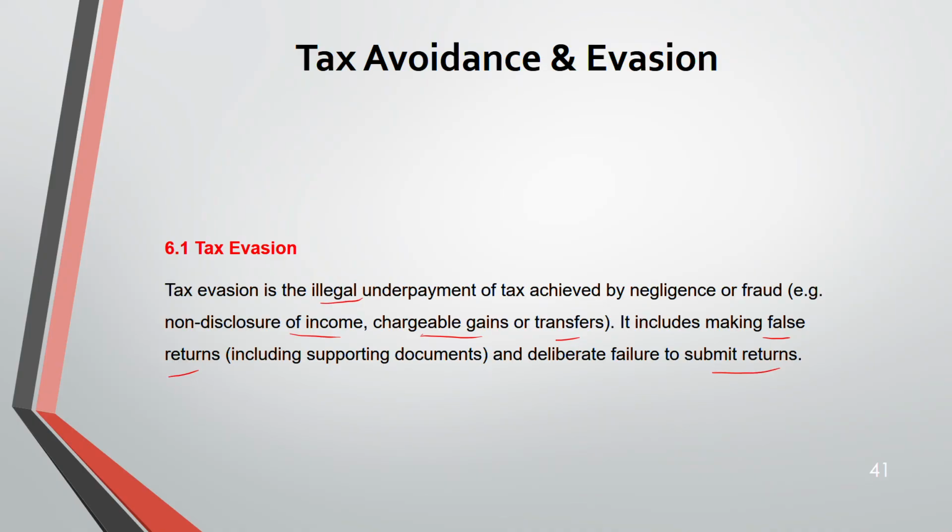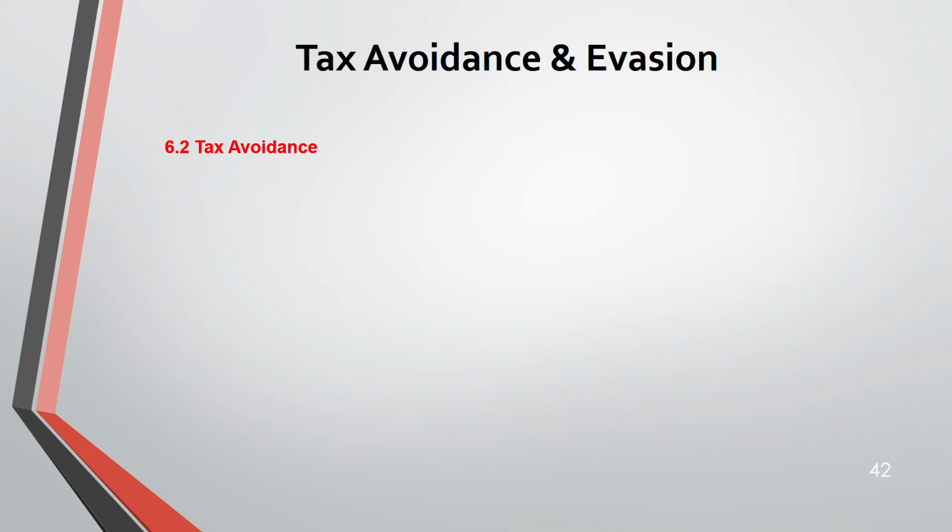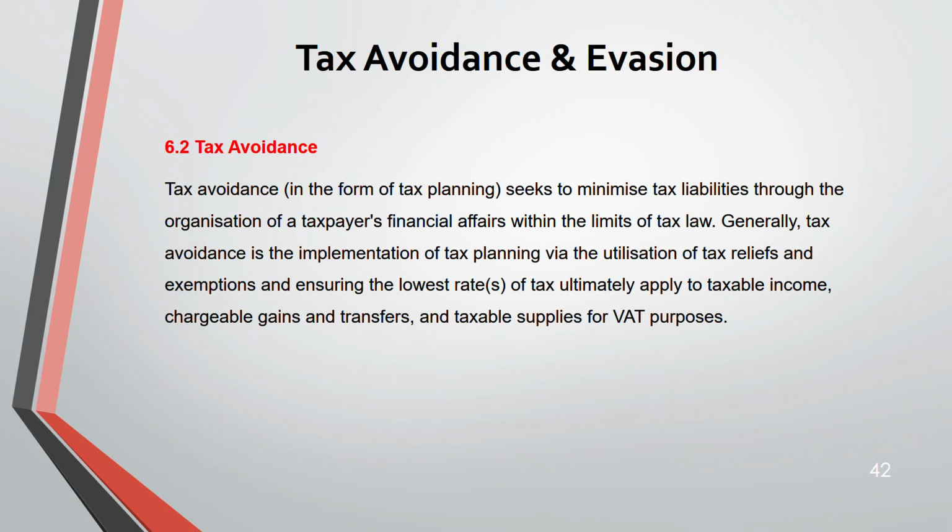You are not submitting the return on time. You are giving a false return. All these are examples of tax evasion. Tax avoidance, on the other hand, is a form of tax planning. You are still minimizing tax, but through legitimate tax planning systems. Tax avoidance is not illegal, and it is within the limit of tax law.